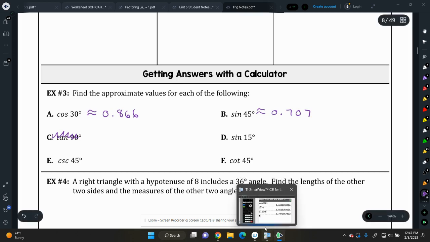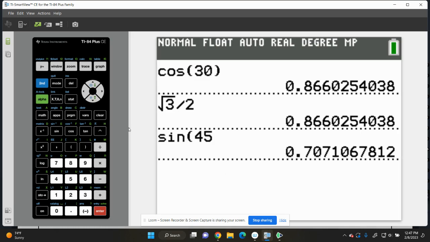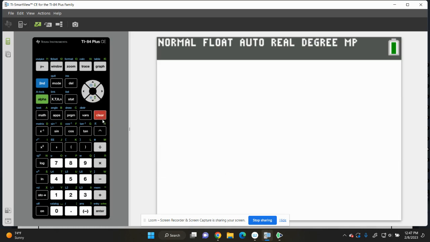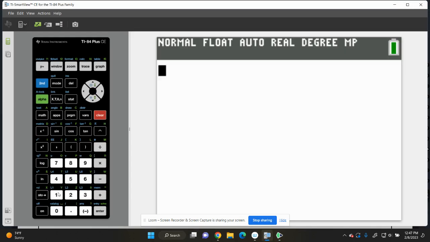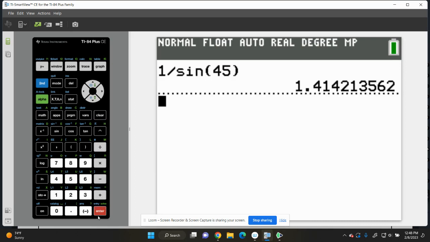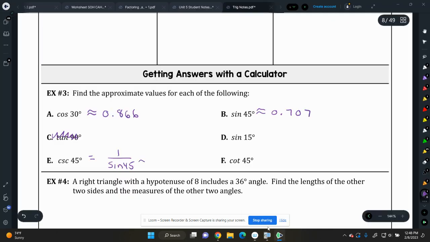If you notice on your calculator, there is no cosecant button. Well, what do we know about cosecant? It's the reciprocal of which one? Sine. So this is equal to 1 over sine of 45. Okay, and that's how we have to put it in our calculator. 1 divided by sine of 45. And we get 1.414. Approximately 1.414.